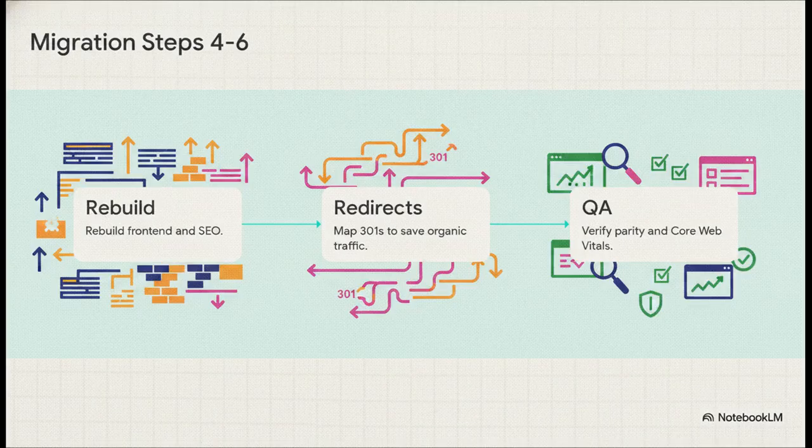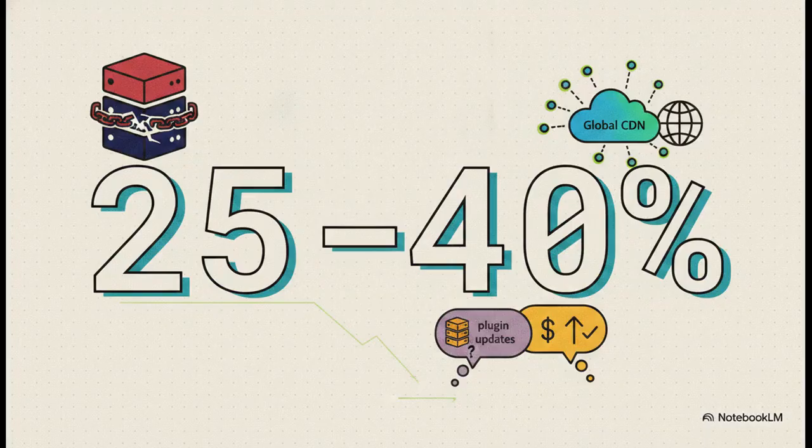The final 3 steps are where your new site really comes to life. Step 4 is rebuilding your presentation layer and explicit SEO infrastructure in your new framework. Step 5 is painstaking but absolutely vital, mapping 301 redirects from your old URLs to your new ones so you don't instantly destroy your organic search traffic. Finally, Step 6 is a thorough QA to verify content parity, core web vitals, and structural SEO before you finally cut over your DNS.